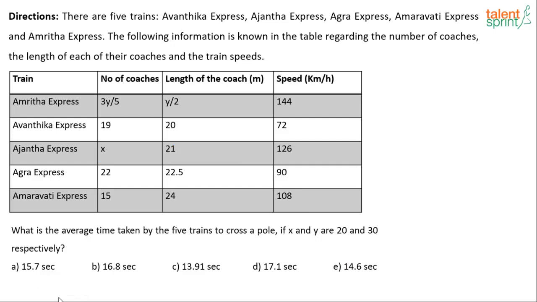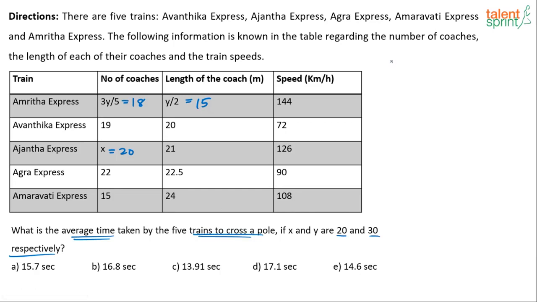The last one from this data. What is the average time taken by the 5 trains to cross a pole if X and Y are 20 and 30 respectively? So X is equal to 20, Y is equal to 30. So if Y is 30, how much will this be? Number of coaches, 3 into 30 by 5. 30 by 5 is 6, 3 into 6 is 18, and this will be 30 by 2, 15. So we know all the variables now. So 3/5 of 30 is 18, half of 30 is 15. Now, what is the average time taken by 5 trains to cross a pole?